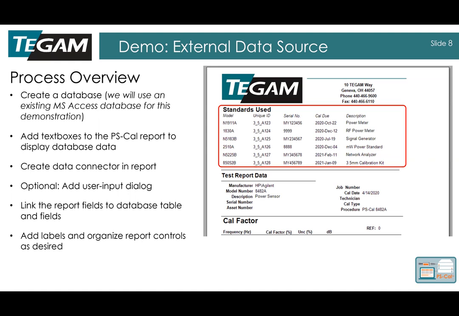The user input dialog is really helpful because that allows the technician in the moment of calibration, or in the moment of generating the report, to say, I want to use the 3.5 millimeter table, or conversely, I want to use the type N table. And we'll link the report fields to the database table and fields, and we'll walk through that. And of course, add labels and organize report controls as desired. You have a lot of flexibility in how you design these reports, and you can set them up to do what you need to do for your particular work site.